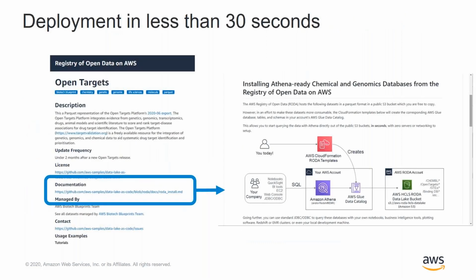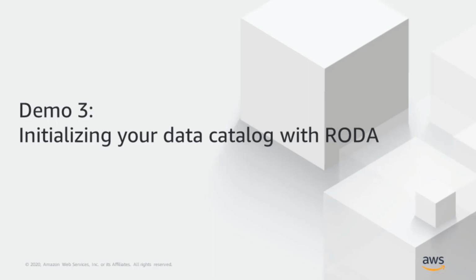But the way this works, and this is where hopefully those of you who want to follow along and want to start playing with your Glue data catalog, we're going to deploy this into an account, and it takes about 30 seconds. So for those of you following along, pop into your AWS account, and you'll be able to do this with me. So let's go ahead and initialize perhaps your data catalog for the first time with a data set that currently lives in the Registry of Open Data.